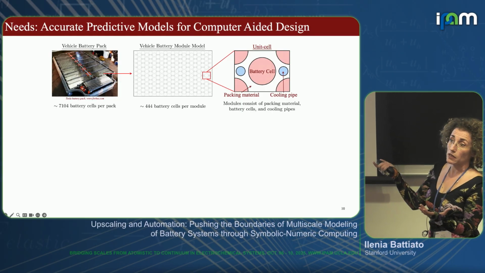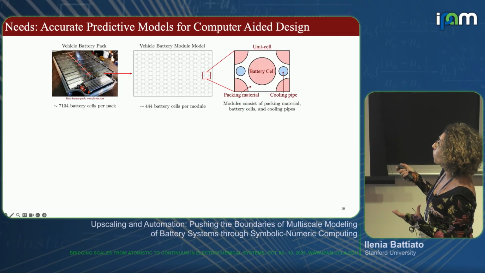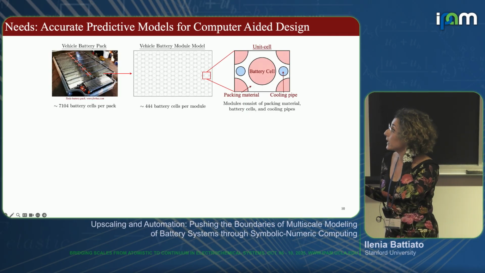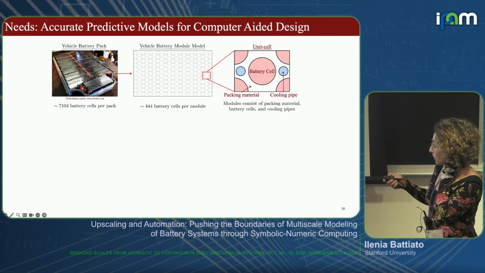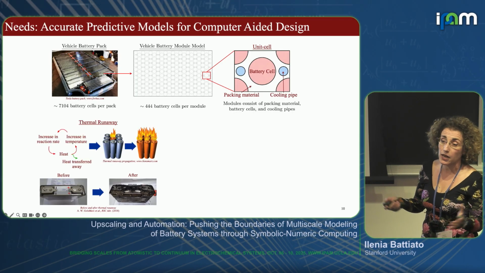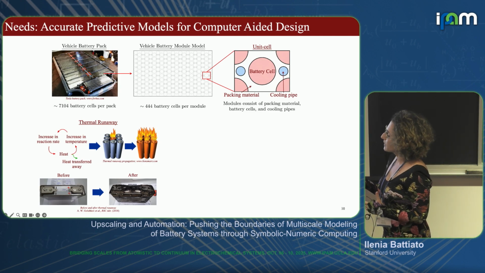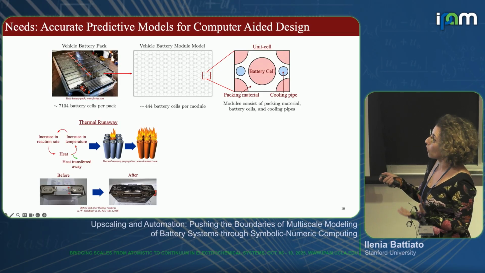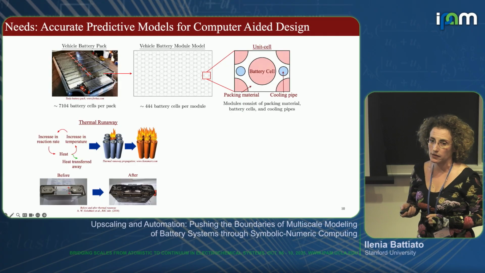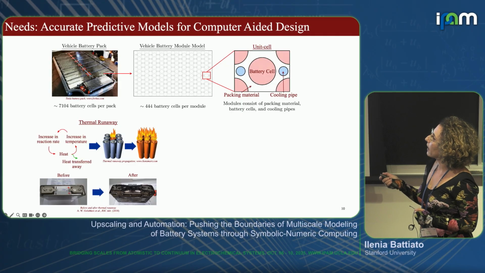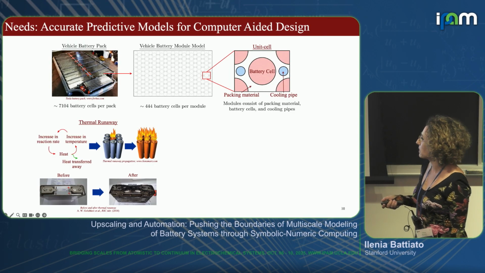We recently, around 2020, started working on thermal runaway. This is an important problem. We know it's not good to have thermal runaway. There are a lot of safety risks associated with it. And so we strongly believe that accurate predictive models can be used for computer-aided design, and therefore, the more accurate the model is, the better you can do optimization.